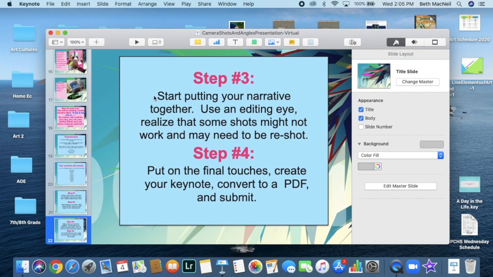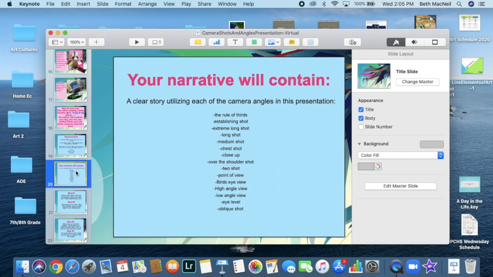Finally, use an editing eye. Realize that some shots might not work and you may need to reshoot. And you want some quality shots here that show a great narrative. Step 4, put on your final touches, create your Keynote, and convert to a PDF.